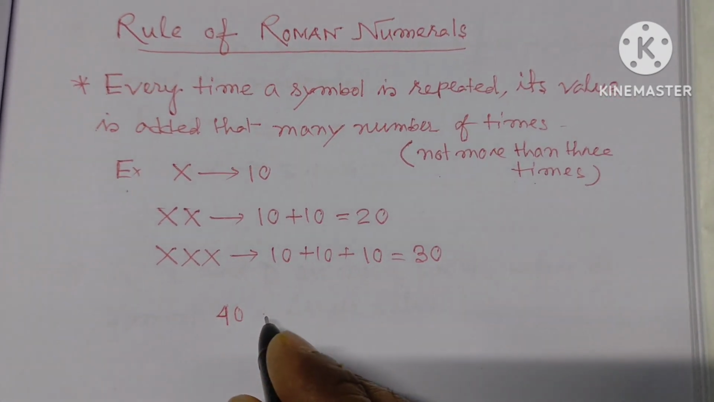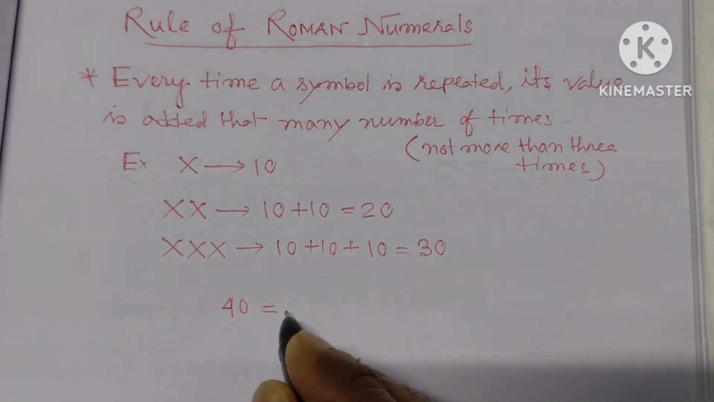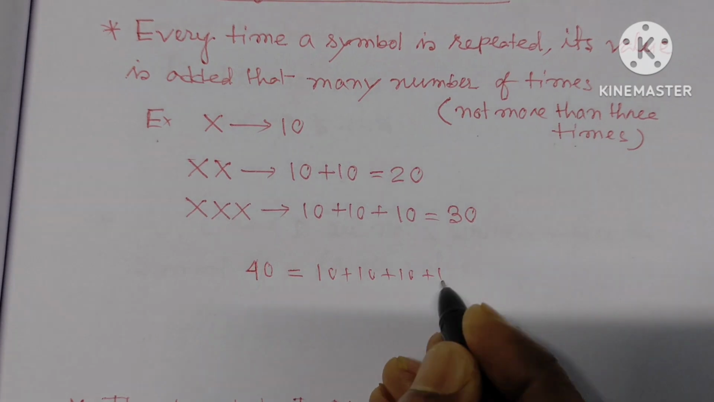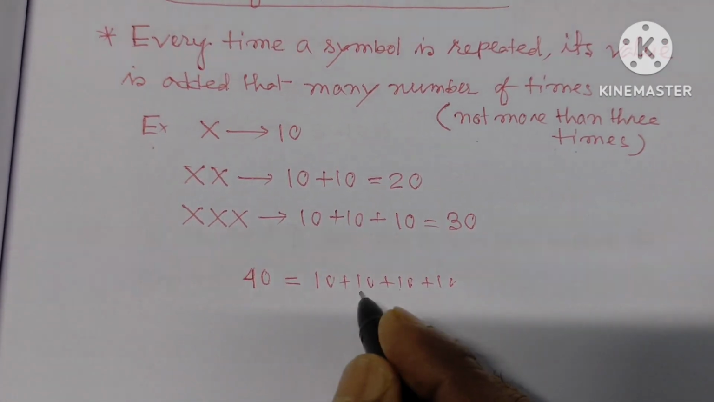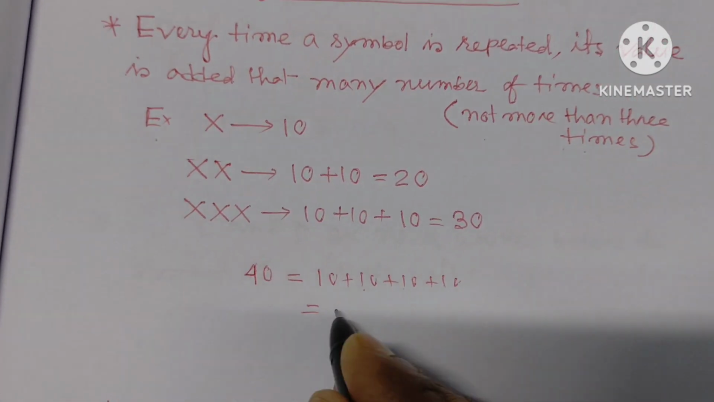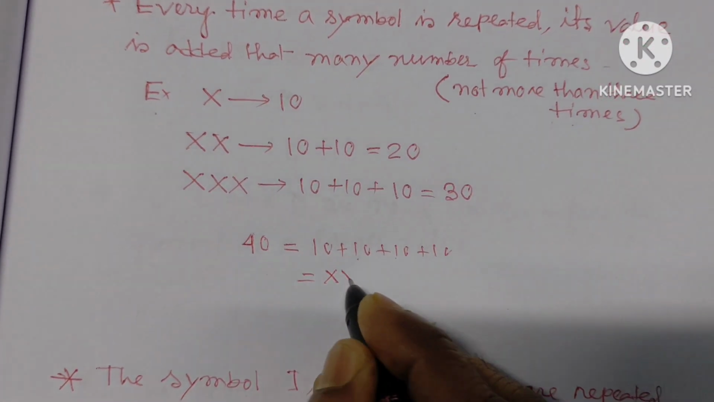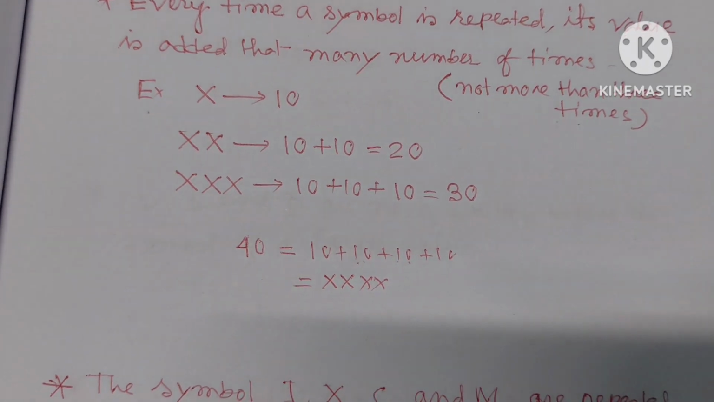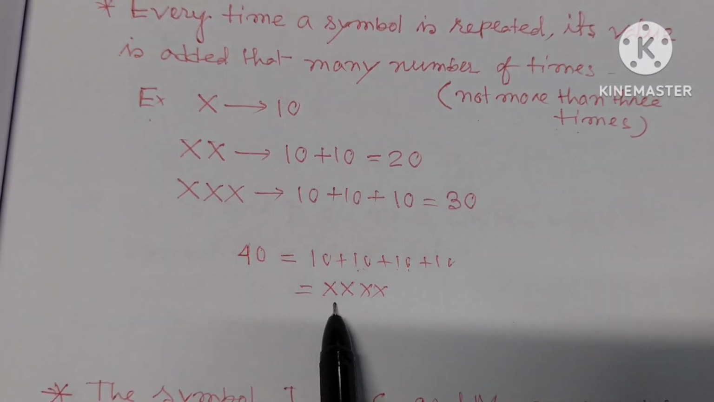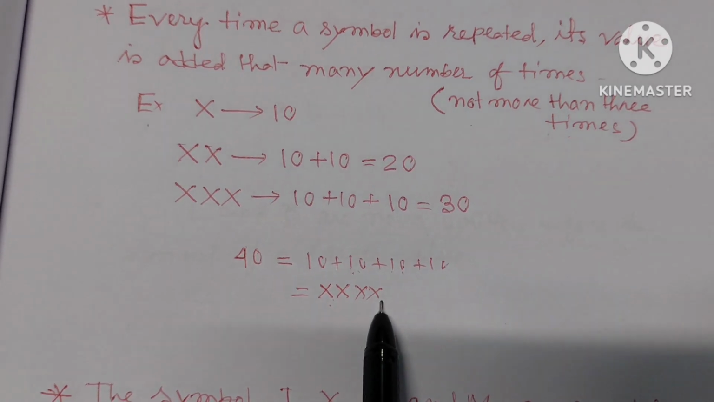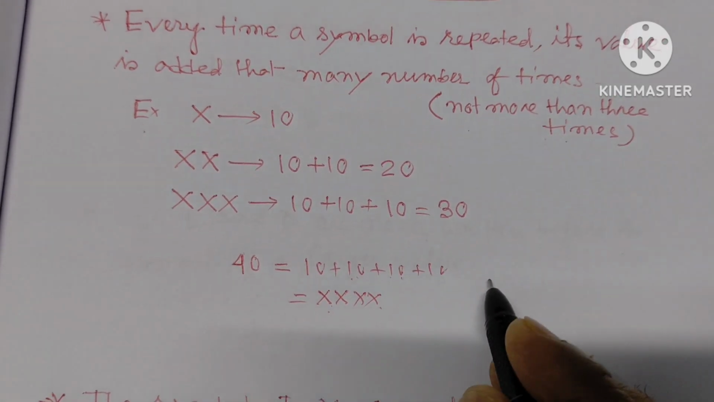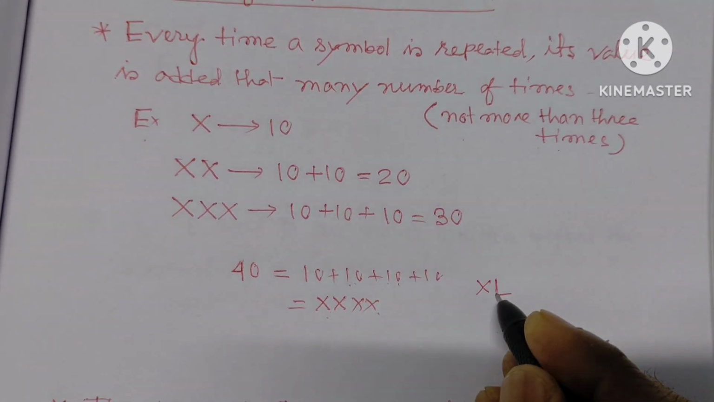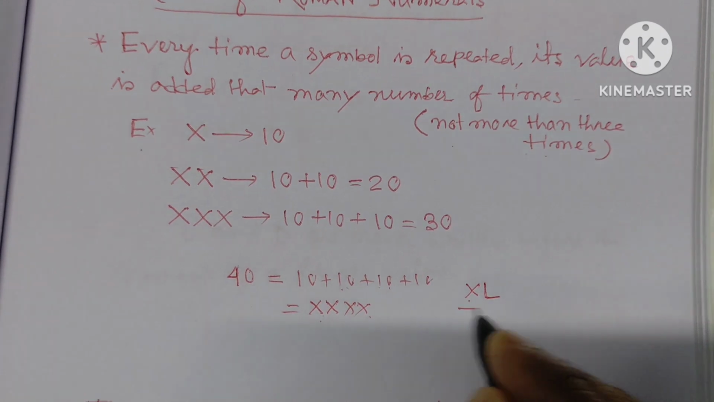in Roman numerals, we can't write 40 as 10 plus 10 plus 10 plus 10. If you write like this, XXXX, then it will be incorrect because we can only repeat 3 times. It is 4 times. 40 we have to write in another way. 40 will be like this: that is 50 minus 10. That means 40.